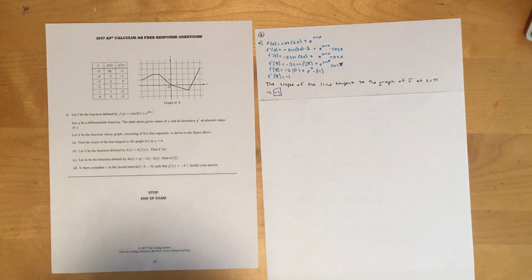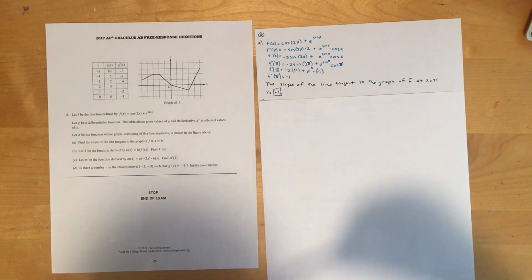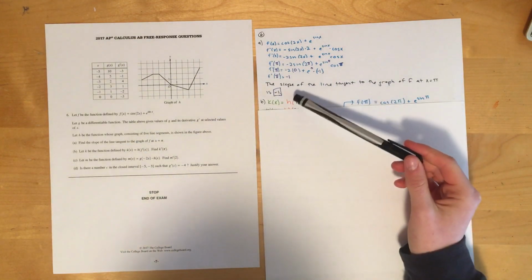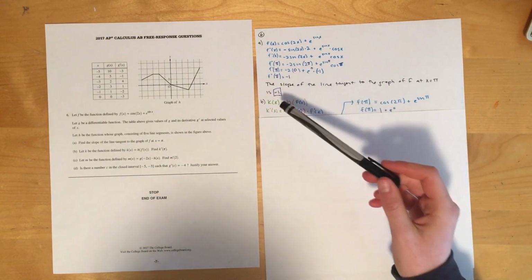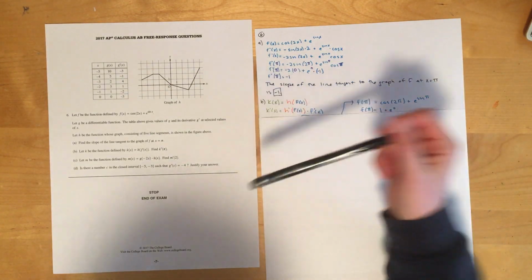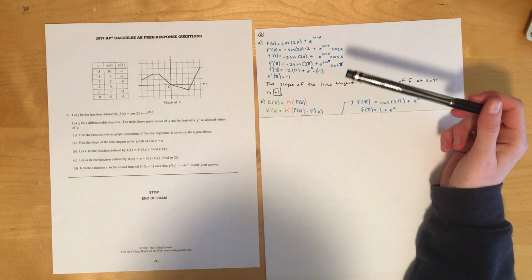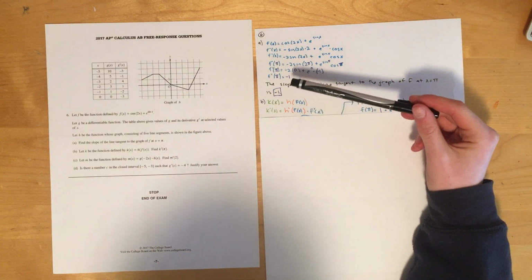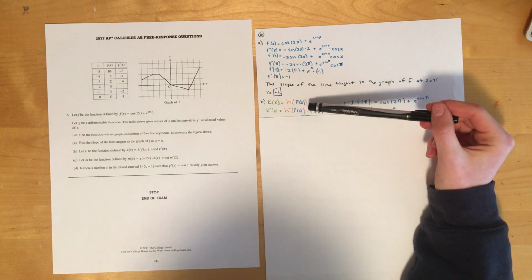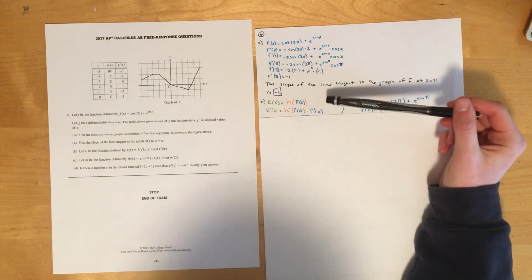B asks, let k be the function defined by k of x equals h of f of x. Find k prime of pi. So what I first start off by doing is writing what k of x equals, h of f of x, and then I write what k prime equals, and I use the chain rule for this. This is purely chain rule. Mainly, the main part of this problem is just using the chain rule and the rules to find derivatives. So k prime is h prime of f of x times the derivative of the inside, which is f prime of x.